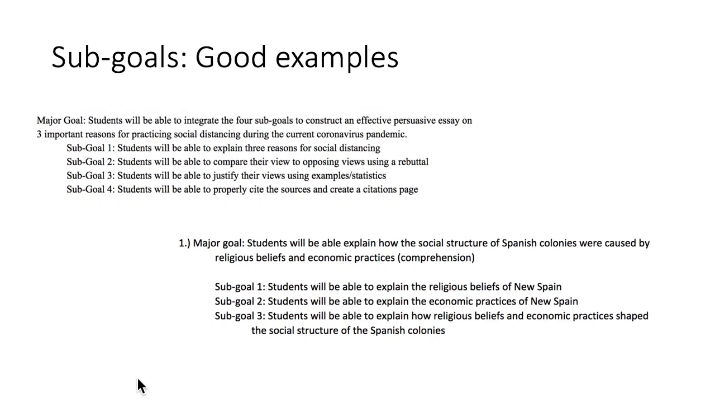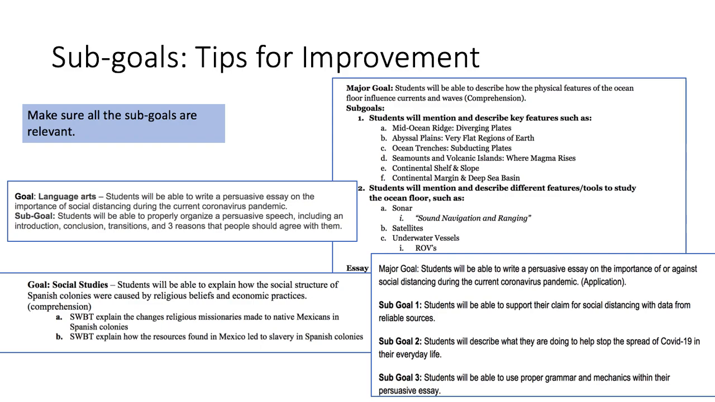Another example would be students will be able to explain how the social structure of Spanish colonies were caused by religious beliefs and economic practices. Sub-goal 1, you have to explain the religious beliefs. 2, you have to explain the economic practices. And then 3, you have to explain how those things actually impacted the structure of the Spanish colonies. You could reconfigure those in different ways, but those kind of break it down and build up to that overall goal. So some tips for improvement.